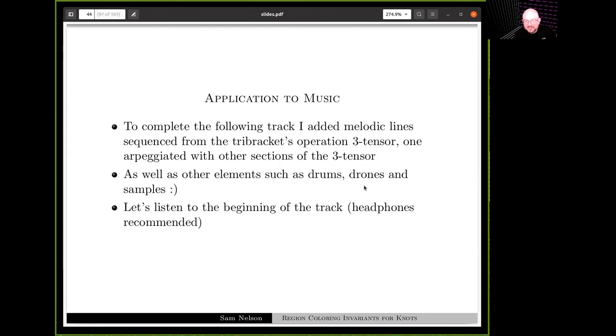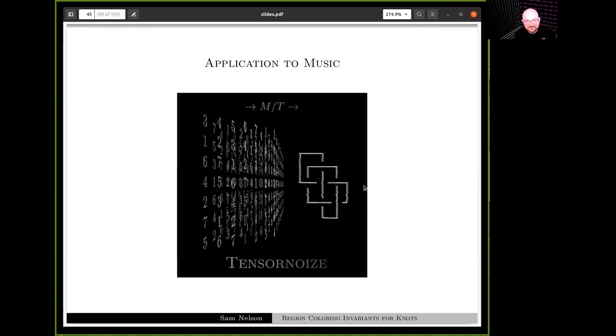Let's listen to just the beginning of the track here, maybe about the first 2 minutes or so. I highly recommend that you use headphones for this. Let me just briefly mention, this is the 6-2 knot that I used to make this track. I call this track Tensor Noise. It was just released a couple of days ago. Over here on the left, this is a depiction of the operation three tensor. It was a seven-element three tensor, to go with the seven notes of the C natural minor scale. Let's go ahead and listen to about the first 2 minutes or so of this track.